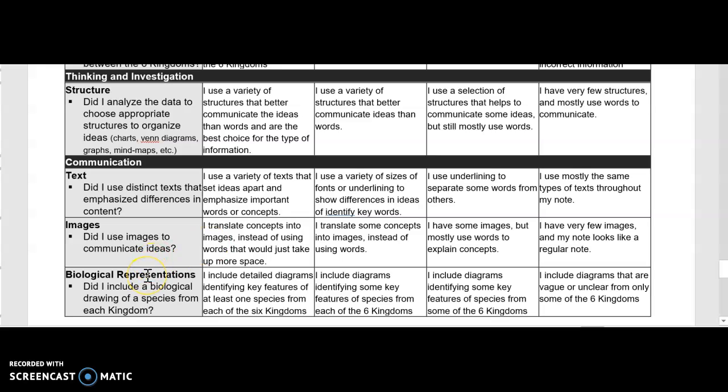And the last one, the biological representations. As a reminder, you should have a drawing from each of the 6 kingdoms. You are welcome to borrow one from the internet, but if you do that, you need a reference to go with it. So please make sure you reference. If you're not comfortable with referencing or familiar with it, please let me know. I do mark pretty heavily for that because it is something at the grade 11 level that you should know how to do. So please, if you're not sure how to reference something, ask me.